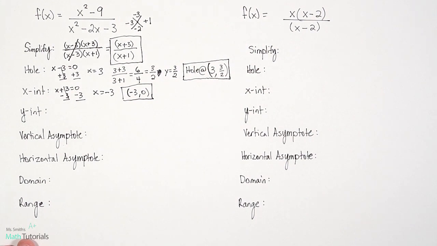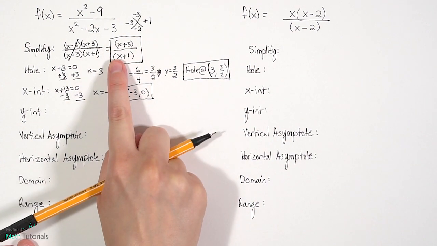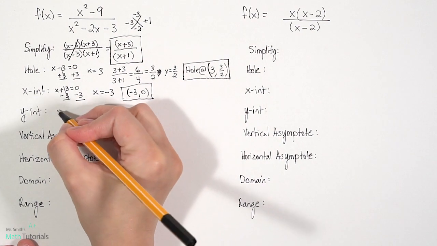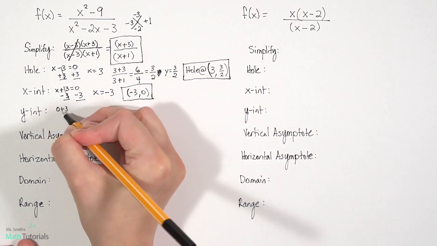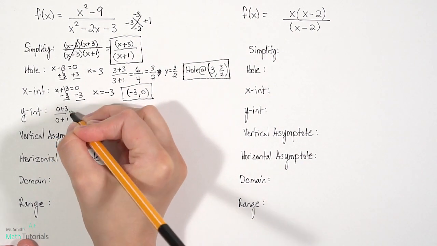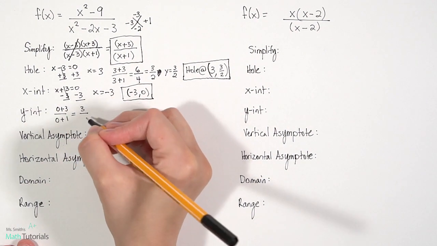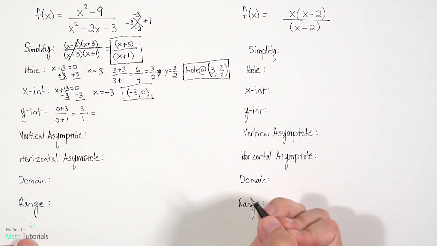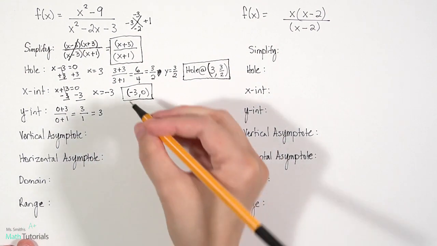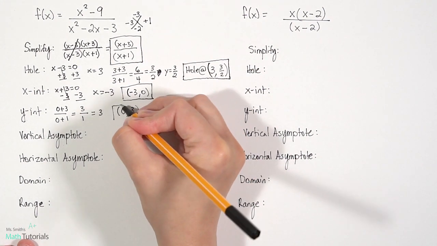To find the y-intercept, we take our simplified version, and anywhere we see an x, we plug in a 0, and then we just simplify. So this will be 0 plus 3 in the numerator, and 0 plus 1 in the denominator. Well, 0 plus 3 would be 3, 0 plus 1 would be just 1, and 3 over 1 is just another way of saying 3. So our y-intercept falls at (0, 3).